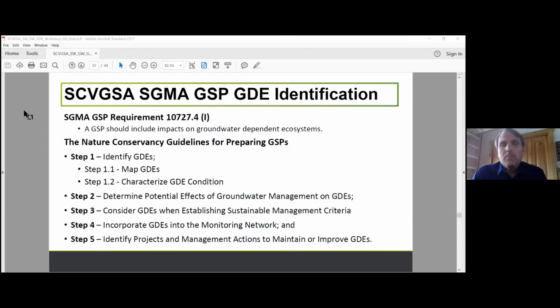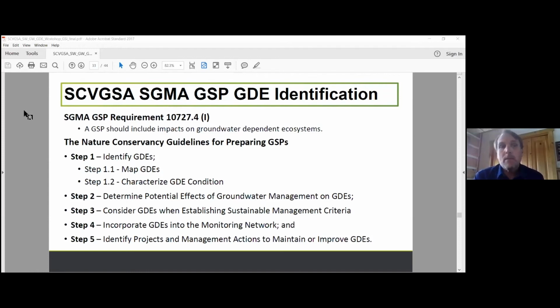We are doing our work to comply with the Department of Water Resources SGMA requirements. The title of this slide is Alphabet Soup, but I think we mostly understand what it is. It's the Santa Clarita Valley Groundwater Sustainability Agency. SGMA and the GSP, the Groundwater Sustainability Plan, require groundwater dependent ecosystem identification. So a lot of alphabet soup there, but a lot of information in one little title. Basically, we're doing GDE identification within this basin.